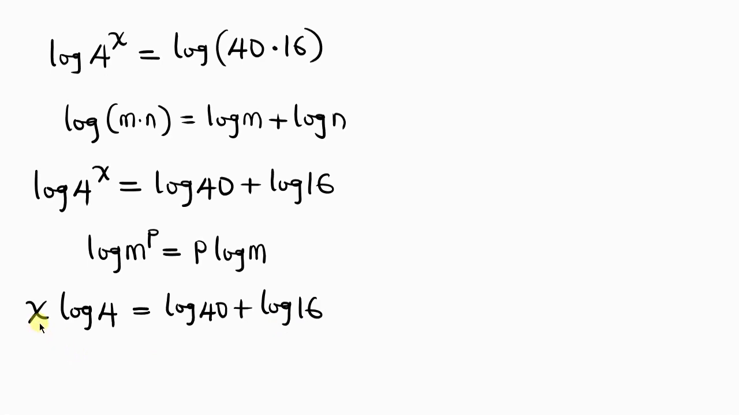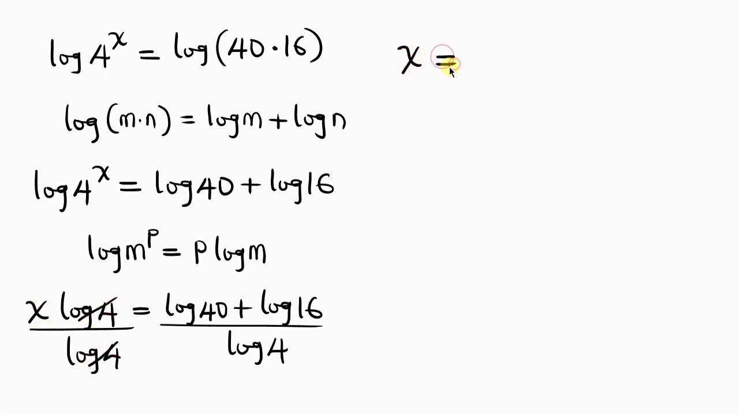Now, since we're looking for the value of x, it has a coefficient of log 4. So we're going to be dividing both sides by log 4 in order to cancel out log 4 from the left. So divide the left-hand side by log 4. We'll divide the right-hand side as well by log 4. Now notice that log 4 cancels out, leaving behind x to be equal to the right-hand side. We have log 40 plus log 16 all over log 4.